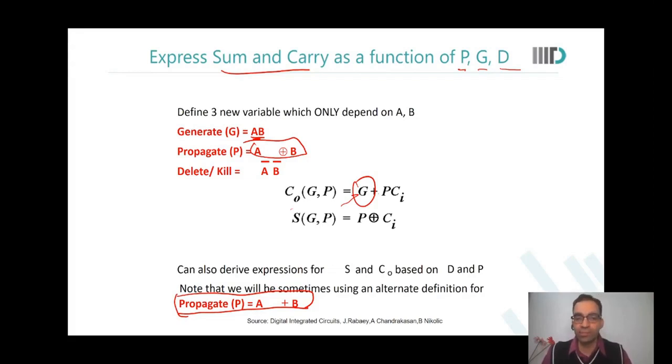What it essentially intends to communicate is you need to do either generate or kill. Don't need to do both. Yes, sir. So even though we want to express sum and carry as functions of P, G, and D, P and either G or D will work for us. Okay, that's the intent over here.